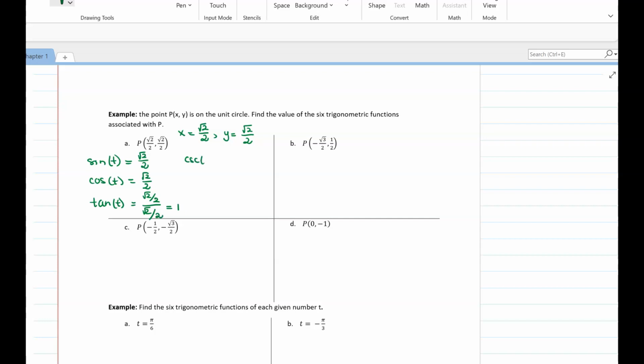Cosecant of t, that is 1 over sine, so that is 2 over root 2. That makes root 2. Secant of t, that is 1 over cosine, so 2 over root 2. Again, that is root 2. Cotangent of t, that is 1 over tangent. Tangent is 1, so this is 1.